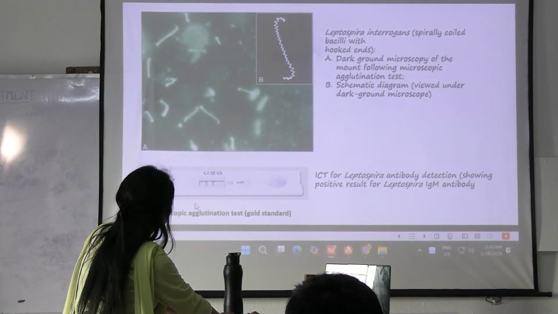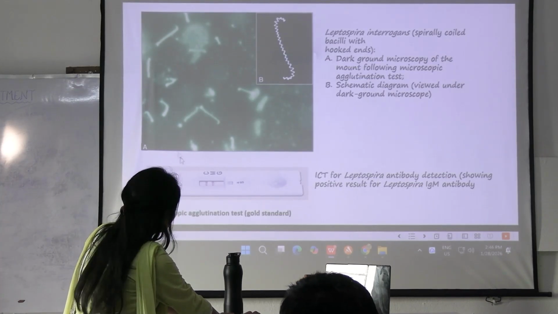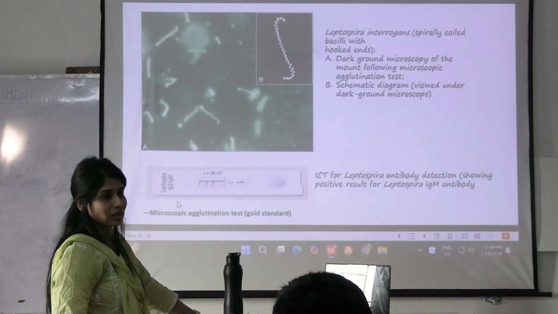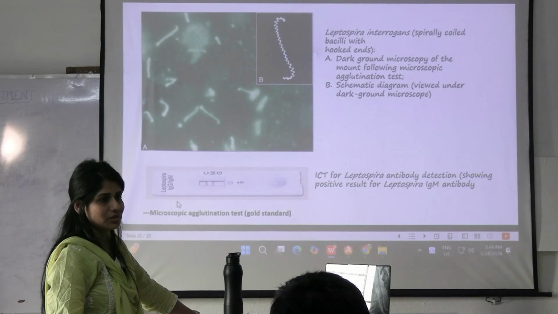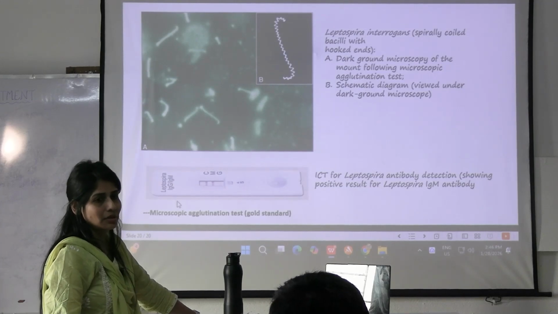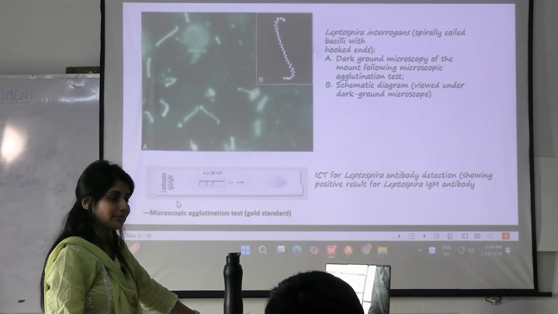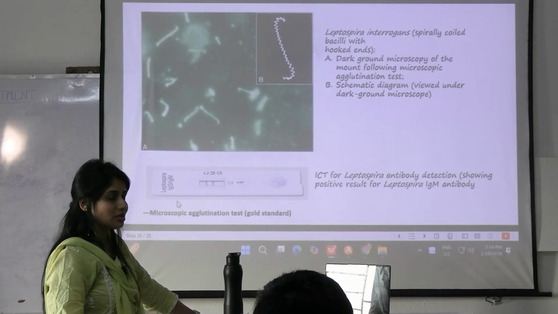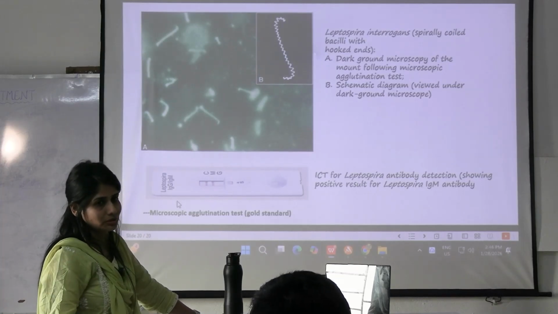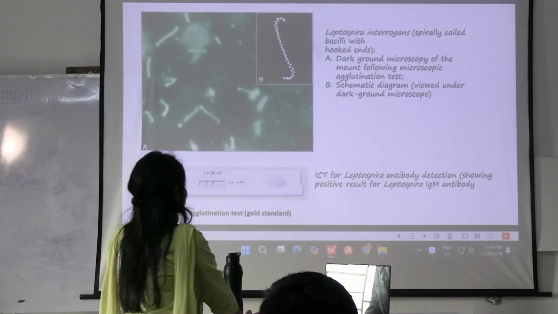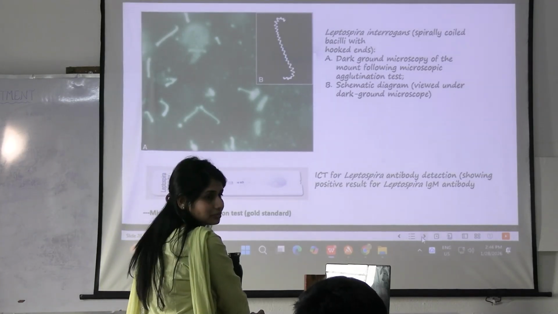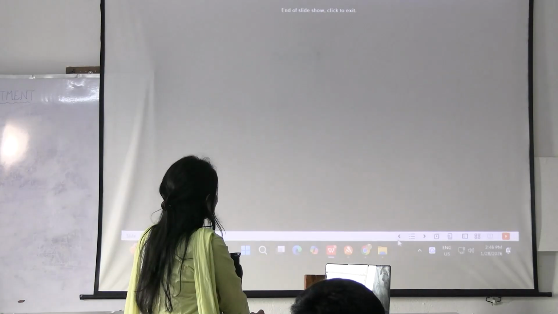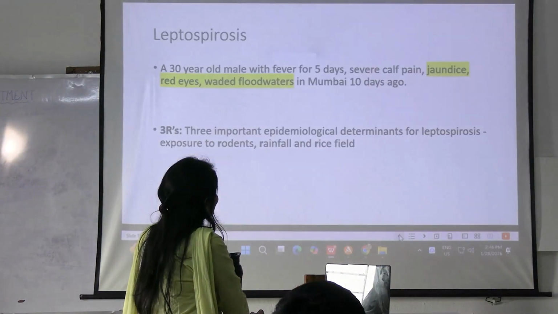But here the gold standard will be the microscopic agglutination test. We are taking the antibodies from the blood sample and we will react them with the antigen. It is observed under the microscope. Microscopic agglutination test. Again, the drug of choice is doxycycline.